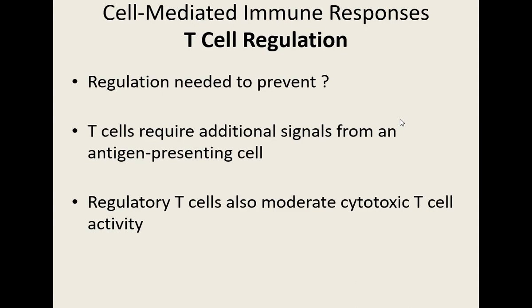Now, T cell regulation, as I said before, its whole job is to suppress the immune system. Regulation is needed to prevent your cytotoxic cells from killing yourself. That's what we need to do. We need to suppress our immune system so your cytotoxic cells don't kill normal cells.